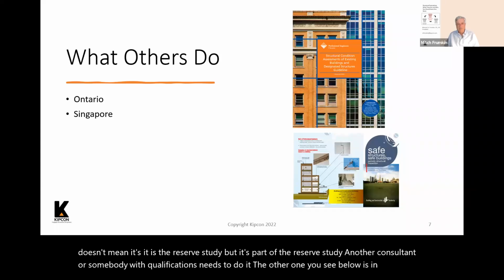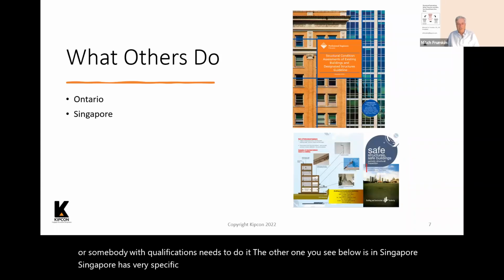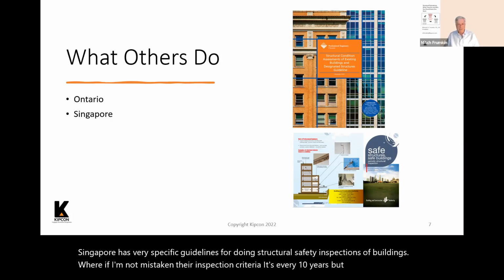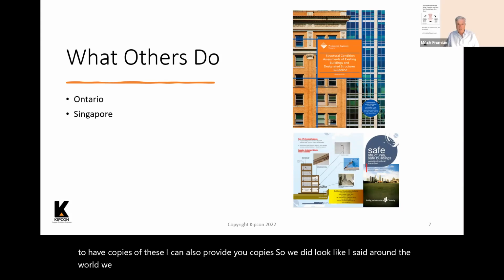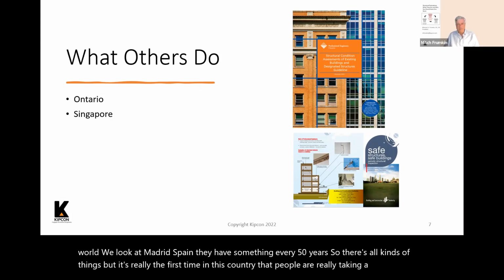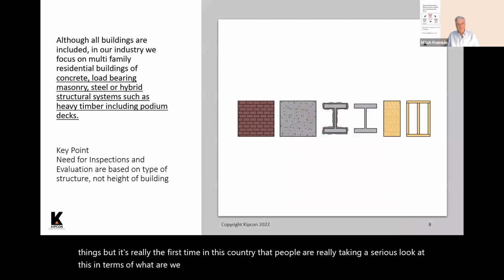Singapore has very specific guidelines for doing structural safety inspections of buildings, where, if I'm not mistaken, their inspection criteria is every 10 years. But if anybody would like to have copies of these, I can also provide you copies. So we did look, like I said, around the world. We looked at Madrid, Spain. They have something every 50 years. So there's all kinds of things, but it's really the first time in this country that people are really taking a serious look at this in terms of what do we do and what are the standards.